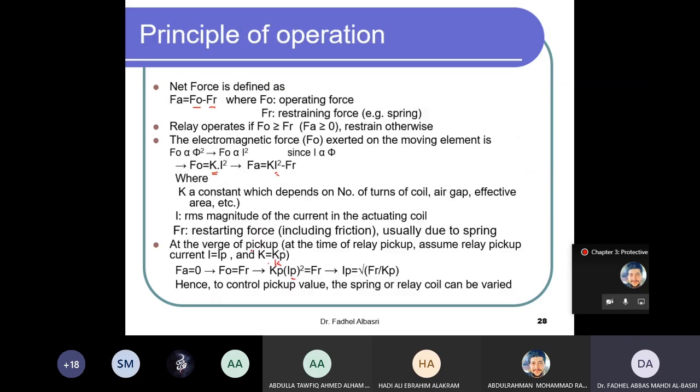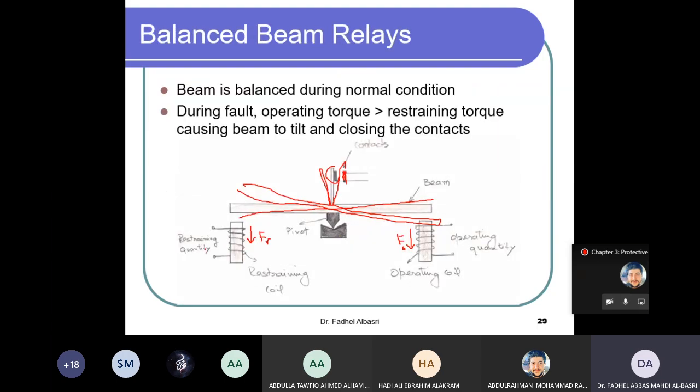So instead of using a spring principle, I use another signal here instead of the spring, okay? With this signal, we can call it the restraining quantity. I can use here a voltage or a current as a restraining quantity, and here we can call this the operating quantity. So now we can still compare. The relay operates if the operating quantity is greater than Fr, or if this signal is larger than this signal.